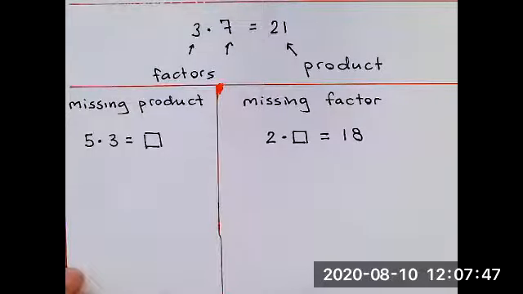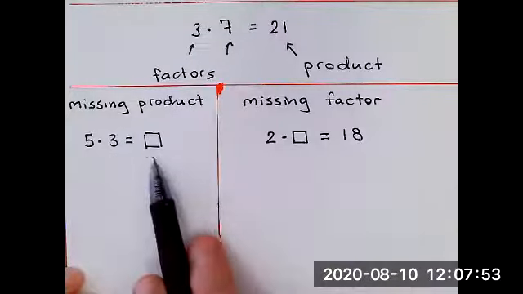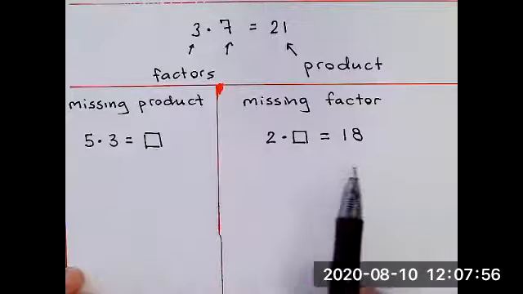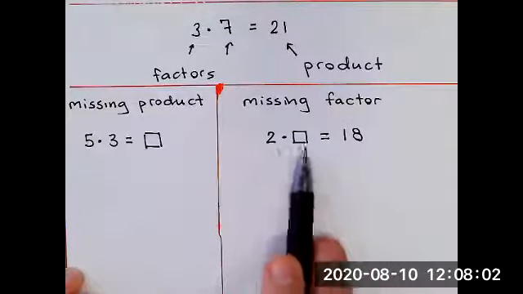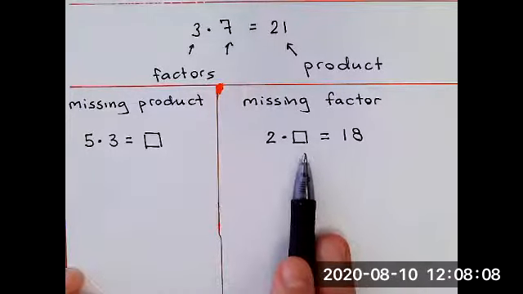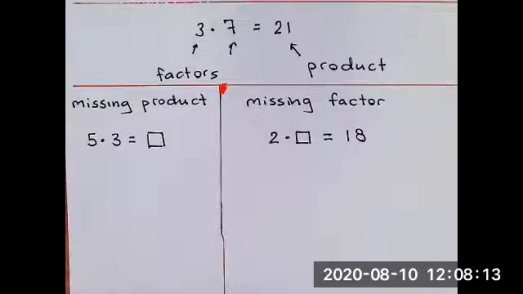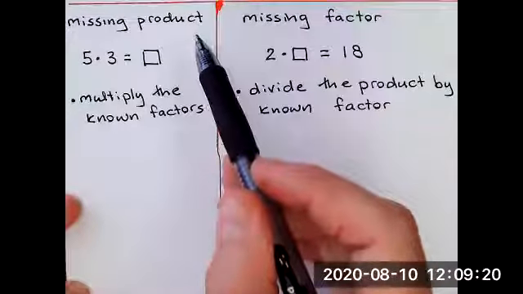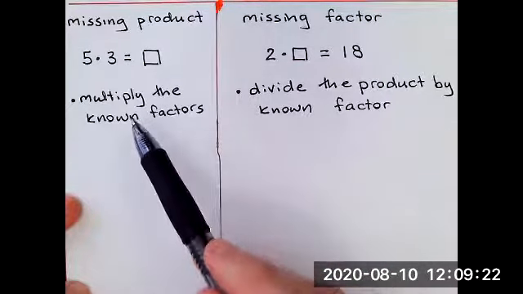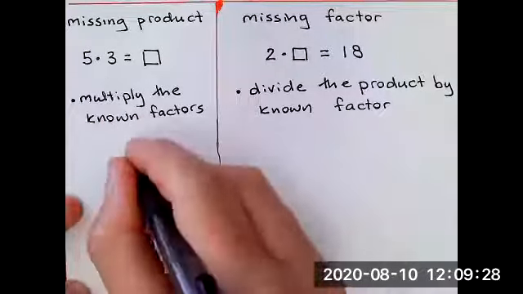There are two possibilities. You can either have a missing product, where the answer is missing, or a missing factor, where one of the numbers that you're multiplying is missing. It could be the first one or the second one. For now, we're going to use a box to represent that missing number. When you have a missing product, you're going to multiply the known factors. So 5 times 3 is 15.